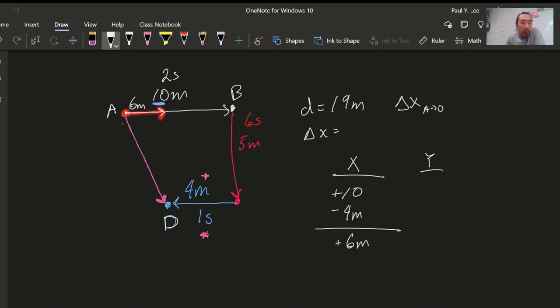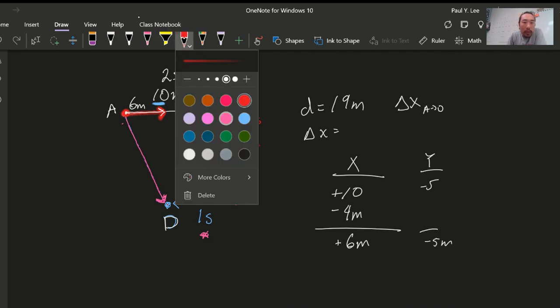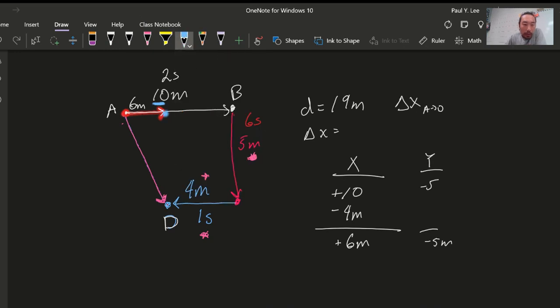And now we have to take a look at the y-axis. Okay, so I'm going to show you all the y-axis values. So we have this 5, and that 5 is going downwards, so that will be negative 5. And I think that's it, right? So our total y displacement is just negative 5 meters. So what that would look like would be something like this. So we go from here, and then we go down negative 5 meters.